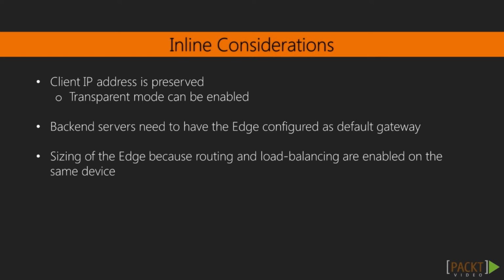So there are a couple of considerations for inline as well. As we have mentioned, the client IP address is preserved. You can't do that with a one-arm load balancer. You can enable transparent mode if needed. The backend servers need to have the edge configured as their default gateway, because otherwise they won't be able to communicate back. As you have seen in the previous slide, the server in the backend sends the answer back to the client IP address, and that IP address is not on the same subnet, so the traffic flow goes by default via the default gateway. If this one is not configured, it's not working.